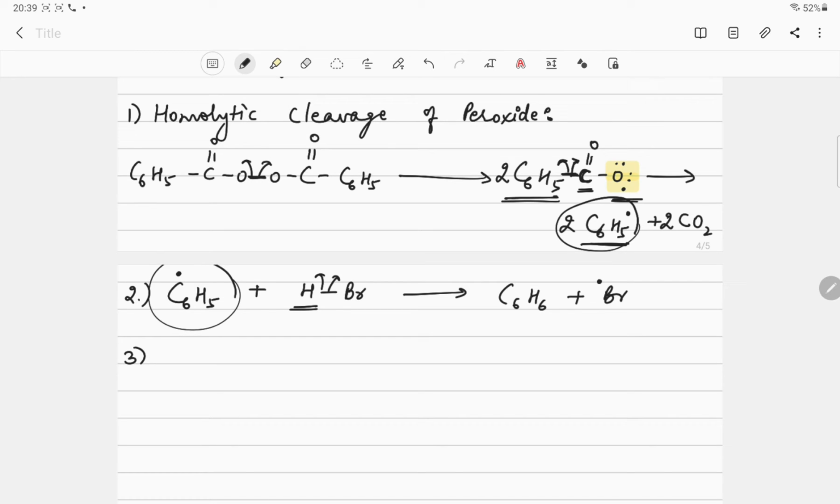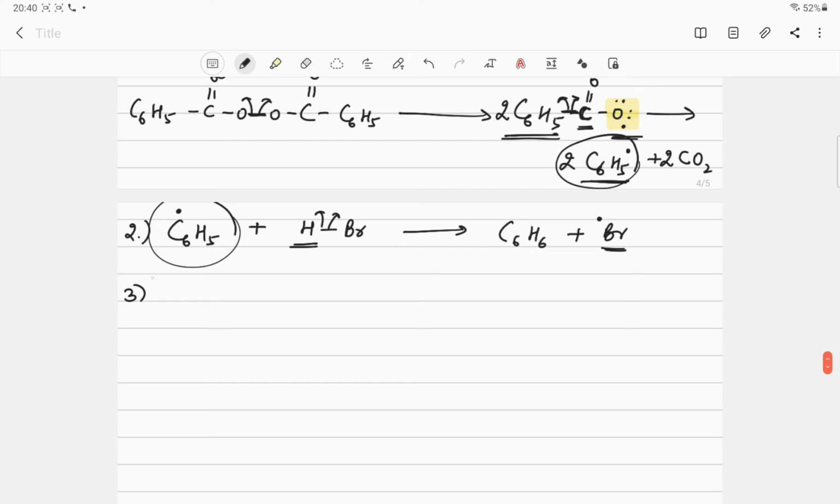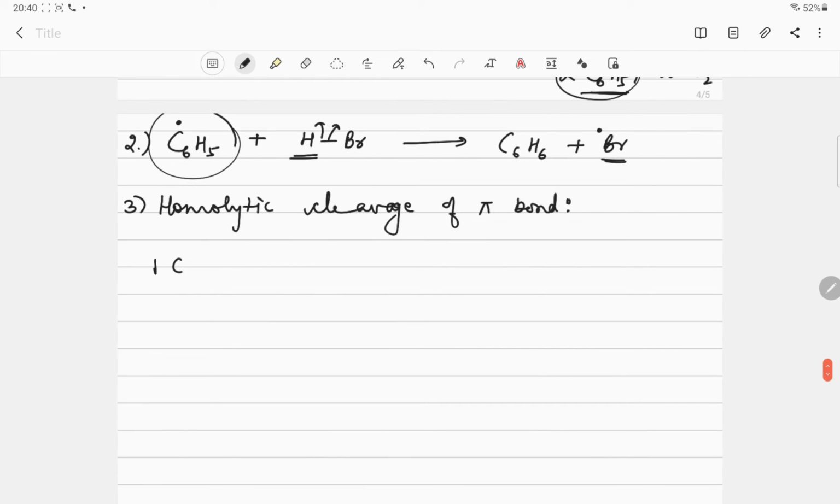Now coming to the third step. Now what is the third step? The third step is this bromide free radical will cause the homolytic cleavage of the pi bond present in alkene. So the next step is homolytic cleavage of pi bond. How is it taking place? It is CH3, CH, double bond CH2. Now this bromide free radical will be causing the homolytic cleavage of this pi bond.